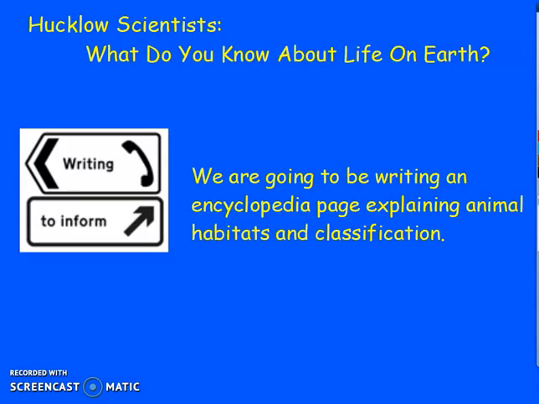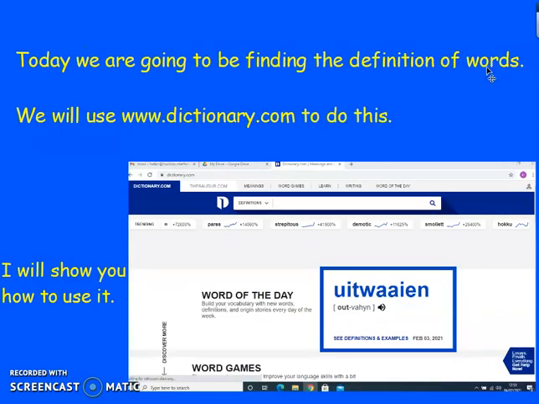So you know that we have been looking at writing an encyclopedia page explaining animal habitat and classification. We are writing it to inform. And last term we started with our research. We asked questions, we chose our animal, we asked questions about them, we conducted lots of research on them, and we wrote a little bit about them from our memory. Today we are going to be using a dictionary. We're going to be finding the definition of words.